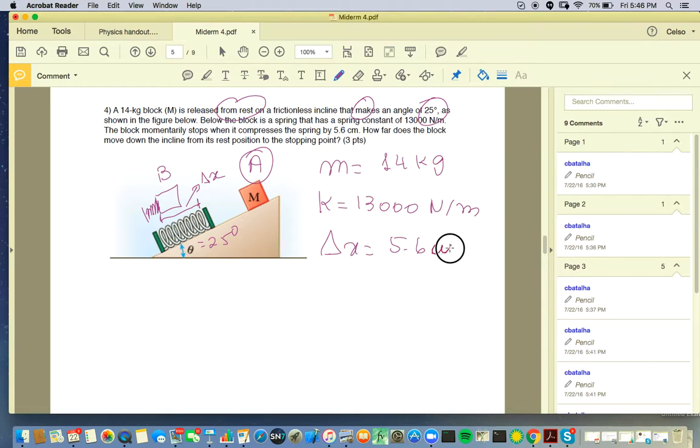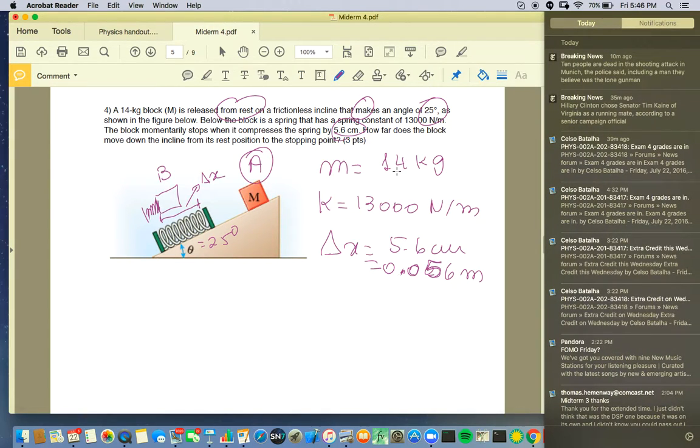5.6 centimeters. So this is, please, I still have students that do not convert centimeters to meters when they do problems and get it wrong. And now I have to take points out. This is important. When you punch in your information, you have to make sure you have your units correctly displayed. So 5.6 centimeters is not 5.6 meters. How far does the block move down the incline from its rest position to the stop point?